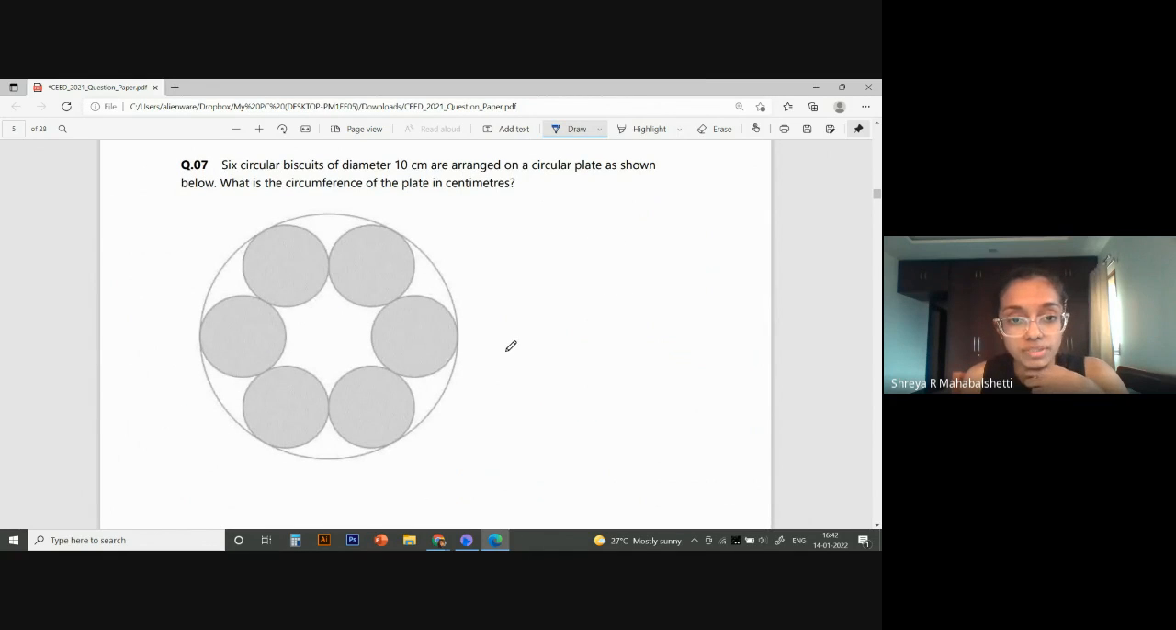Six circular biscuits of diameter 10 centimeter are arranged on a circular plate as shown below. What is the circumference of the plate in centimeters? So I need to know the circumference. Always, it becomes very important. Here, they are talking about the diameter.